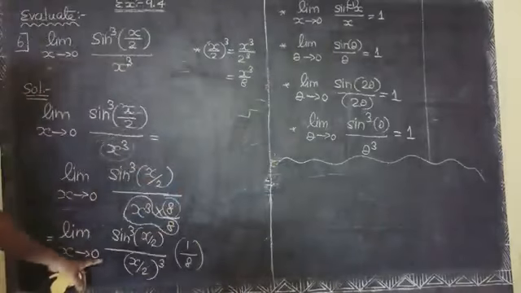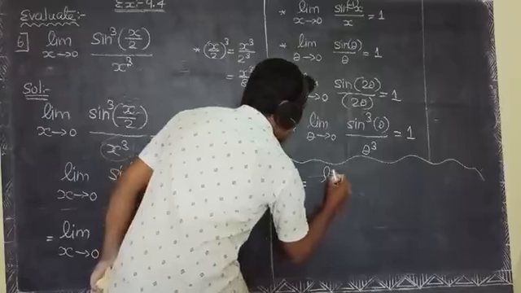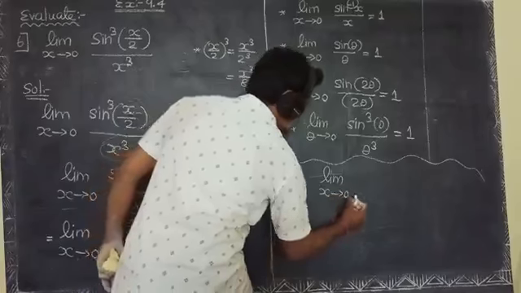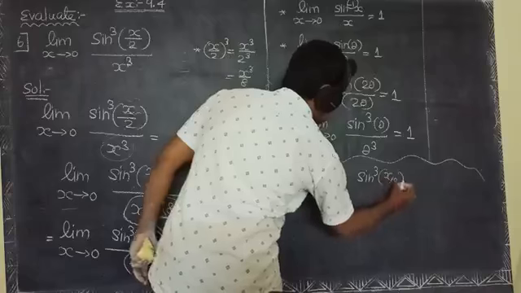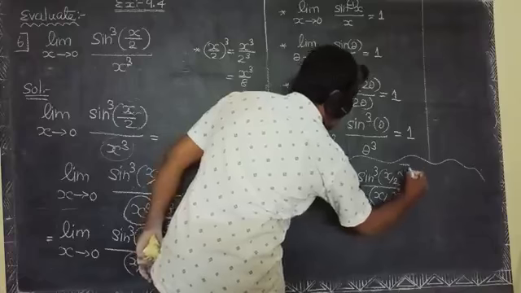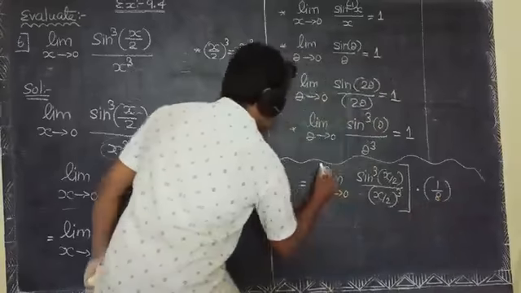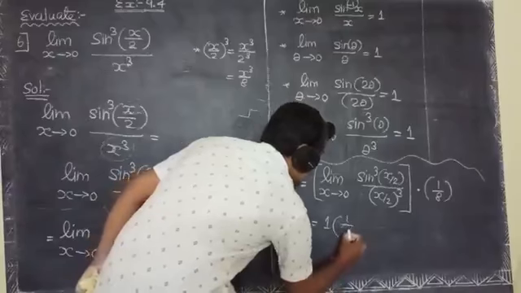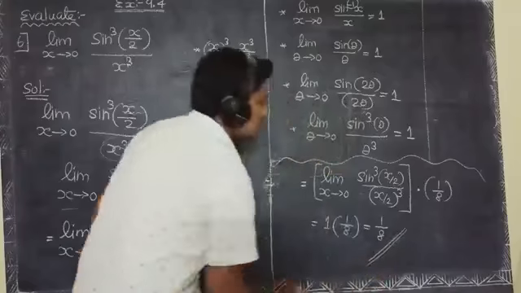Using this property here, that is limit x approaches 0, sin cube (x divided by 2) divided by (x by 2) whole cube, into 1 divided by 8. Then the resultant is 1 into 1 divided by 8, which is equal to 1 divided by 8.